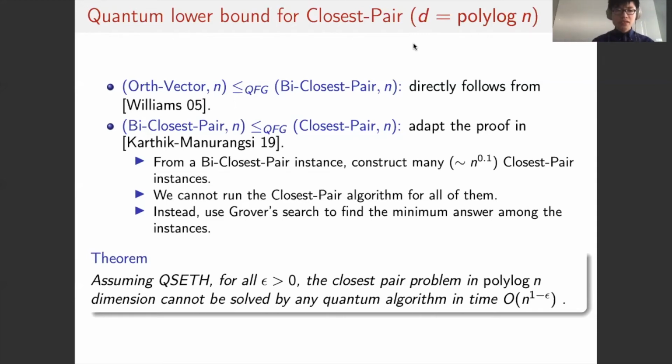By this reduction, we can prove that assuming QSETH, the closest pair problem in polylogarithmic dimension cannot be solved by any quantum algorithm in time n to the 1 minus epsilon for any constant epsilon.